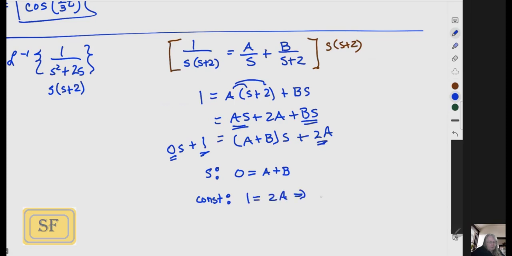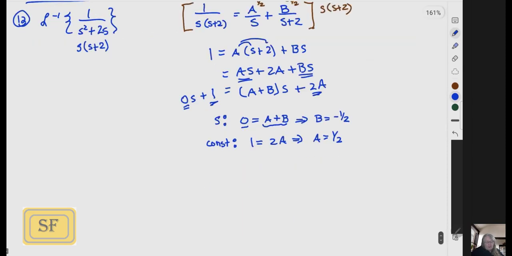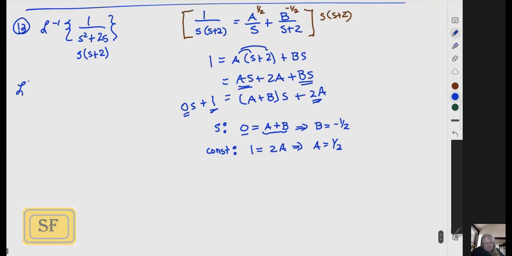So from here, we know that a is 1/2, and we know that a and b are opposites because they add to 0, so that tells me that b is negative 1/2. So a is 1/2, b is negative 1/2, and I'm going to go back to my inverse Laplace transform and rewrite this as a sum of fractions. That gives me 1/2 times 1 over s minus 1/2 times 1 over s minus 2.